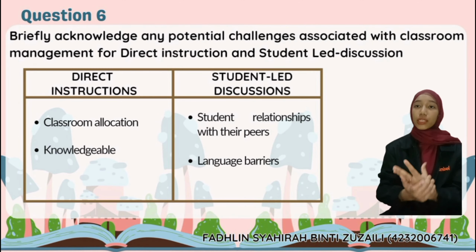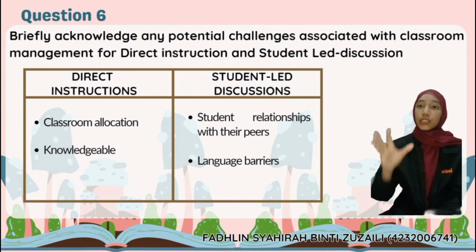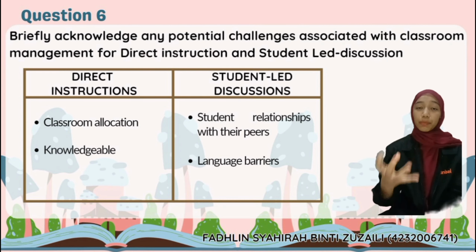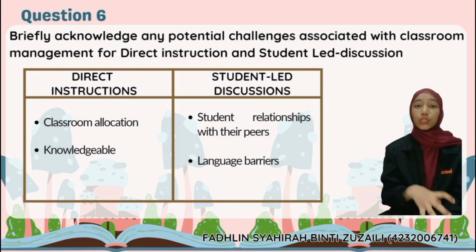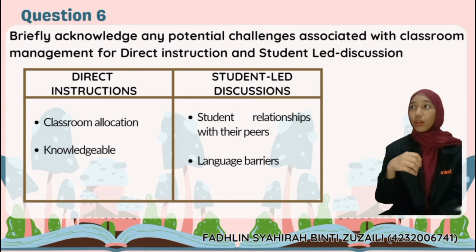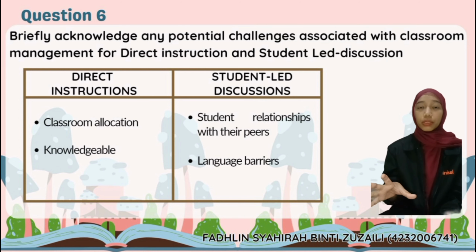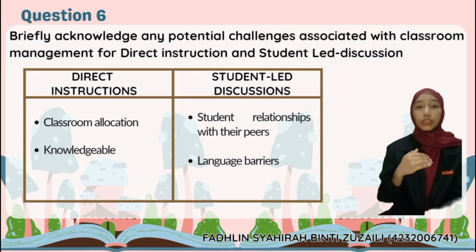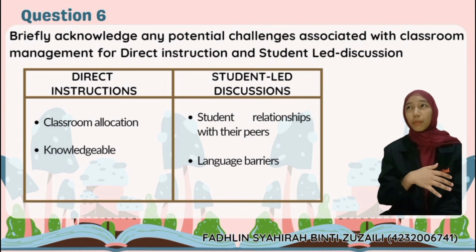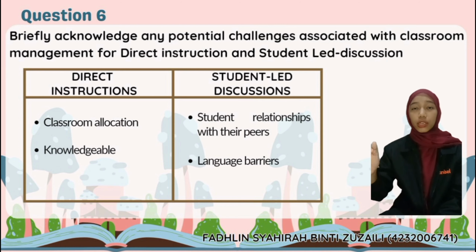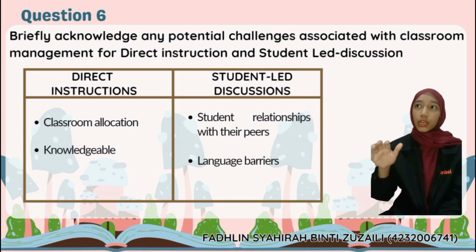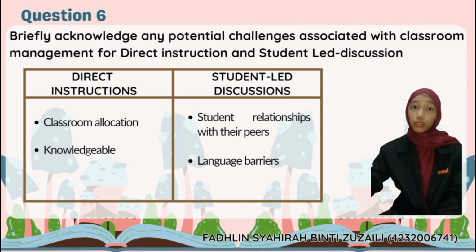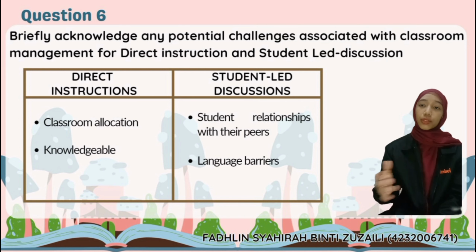So the first one is classroom allocation. It is the teacher's responsibility to determine the place of the classroom, where the class will be held, and when, according to the students' needs in terms of emotional or physical. For example, there are students with physical disabilities who cannot walk too much or cannot use stairs. So the teachers have to arrange the classroom at a lower level so that the students do not have to walk too much and do not have to use the stairs.